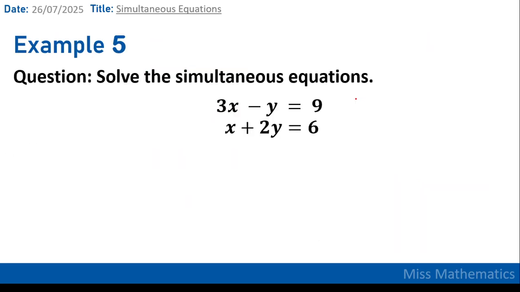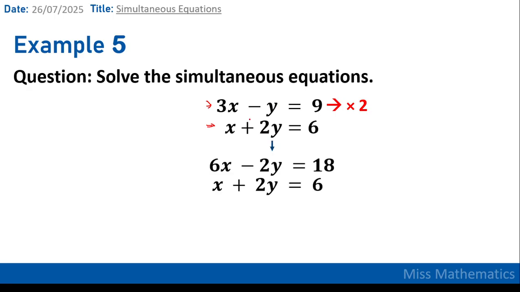Example 5. 3x minus y equals 9 and x plus 2y equals 6. This is getting even trickier now. What we can do this time, instead of matching the x's, we can match the y's. So if we times the top equation by 2, we get 6x minus 2y equals 18. Remember, you have to times every value in the equation by 2, not just the y.